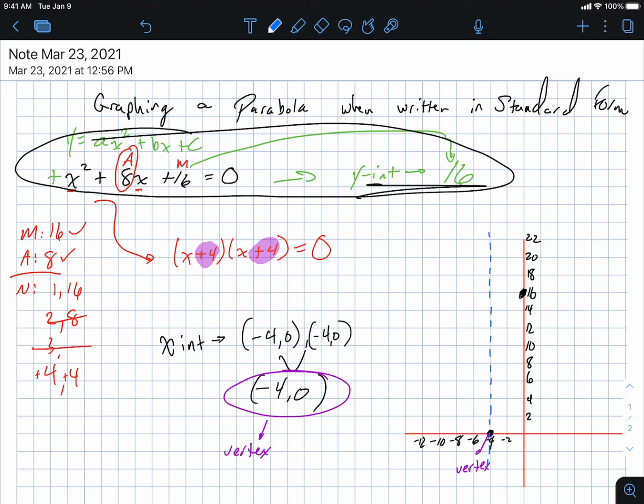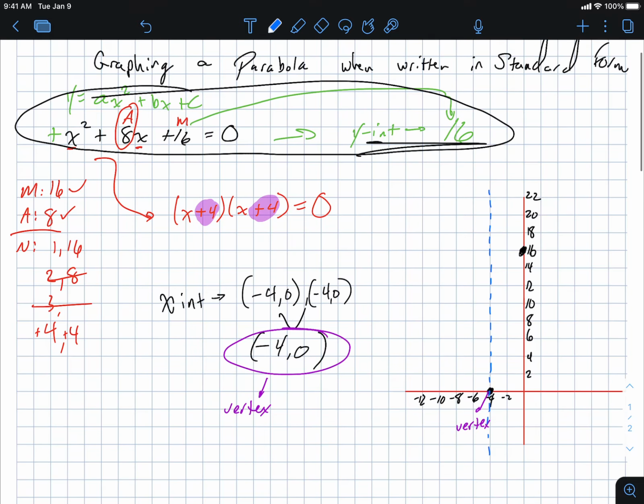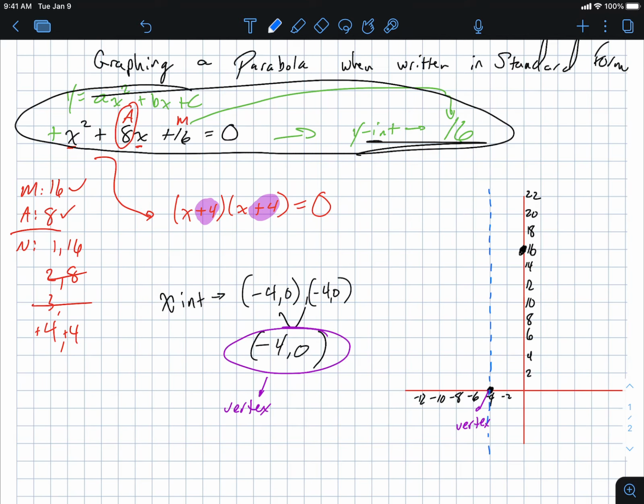If that's the vertex, then this is our axis of symmetry, which means, okay, I count 1, 2 boxes out to the right, so I'm going to count 1, 2 boxes out to the left. And there is your parabola, where you only have one x-intercept. Anybody have any questions? That's a hard question, okay?